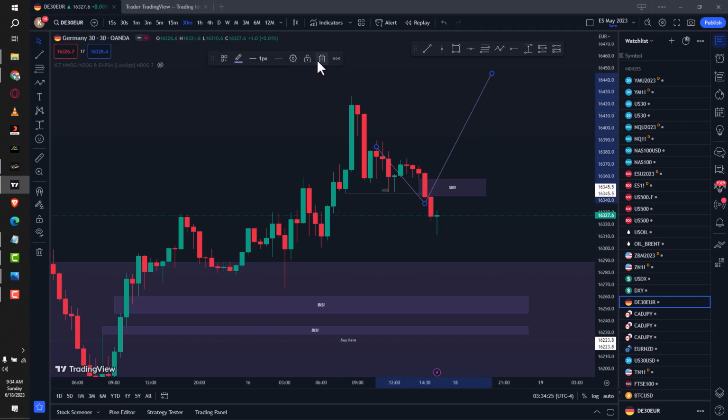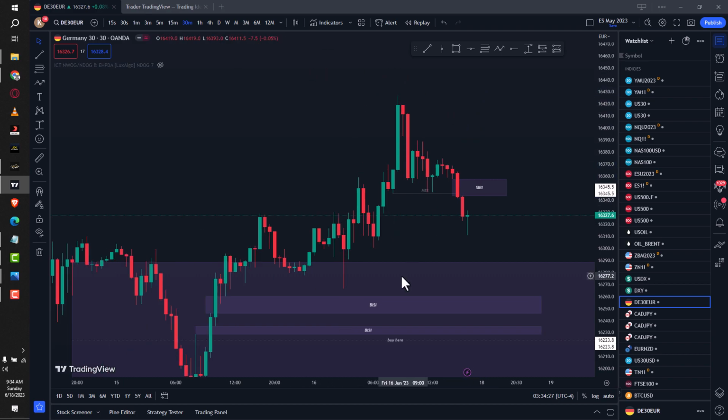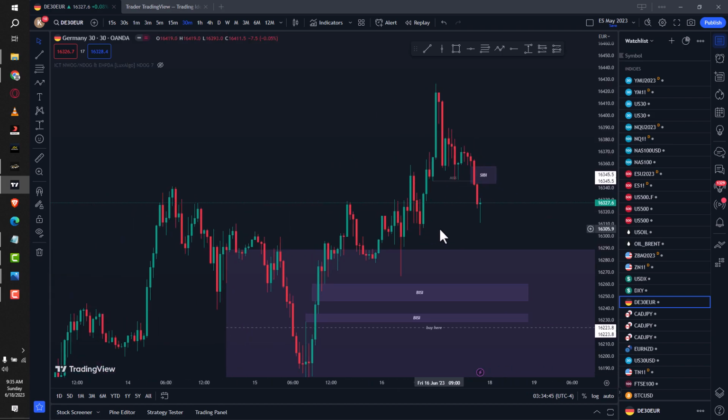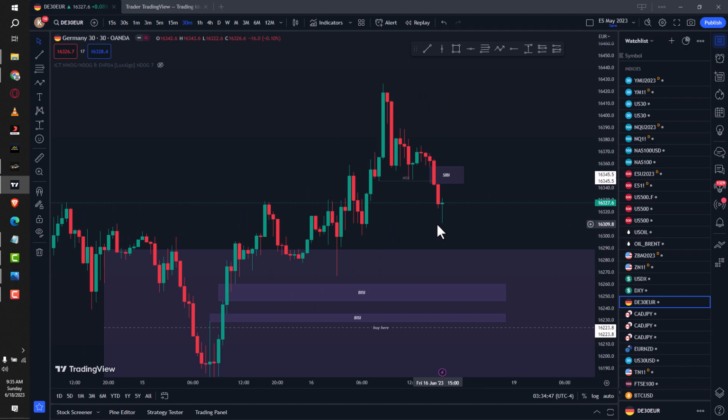So now that we've gotten a market structure shift, what's the last step of the 2022 model? Do we have a fair value gap? Yes, we do. There's our CB right there, as beautiful and as clear as day and night to sell the market off. If we're selling this market, this is a 30 minutes chart. If we're selling this, what are our targets? We obviously have this internal liquidity.